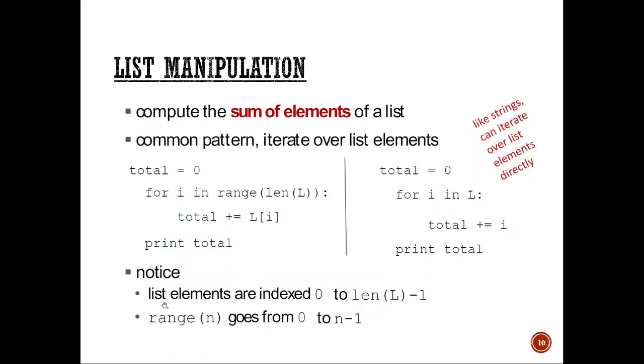Notice that the list elements are indexed from 0 to length of L minus 1 because, as we mentioned, indexing in Python is done starting from 0 to the length minus 1. So the range in this case would go from 0 to n minus 1.